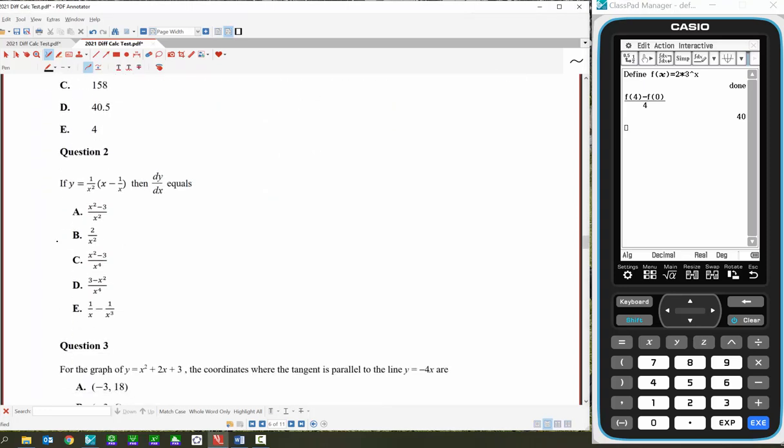Okay, this one, if that is our function, then dy dx equals. So you could again expand this, but I reckon we just diff that on the calculator. So shift minus for diff, 1 over x squared, x take 1 over x. Where is it? 3, there it is there, D.